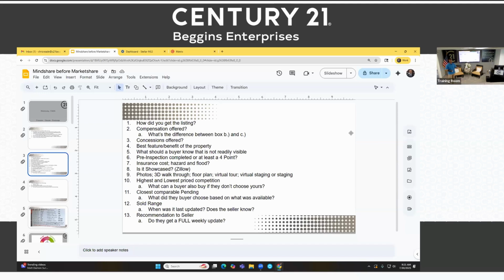If your seller is upset because their contract got canceled, we need to take responsibility if we did not let them know they should do a pre-listing inspection. So is there a pre-listing inspection or at least a 4-point?